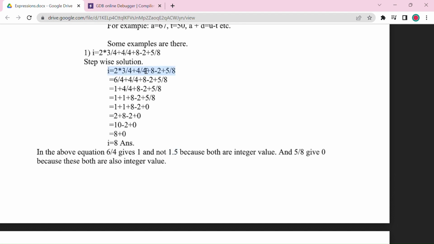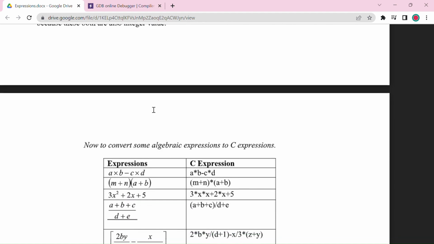It is an integer value, so that's why it won't give you a float, because you have defined an integer data type into that. Okay, and 5 divided by 8 gives 0, because these both are also integer values. Look, it gives 0. Maybe it's something 0 point something, but as you have defined the data type integer, it's going to give you an integer value.